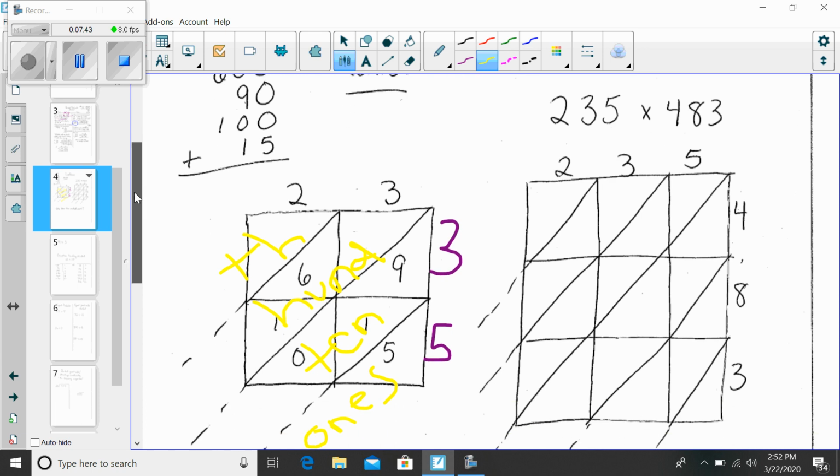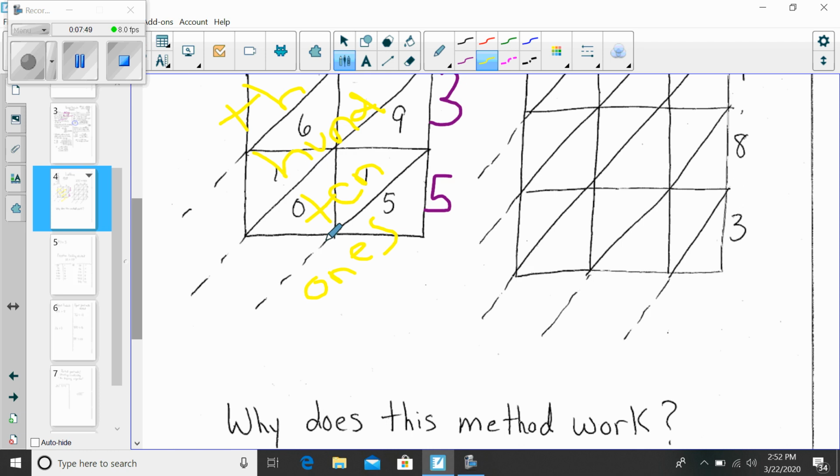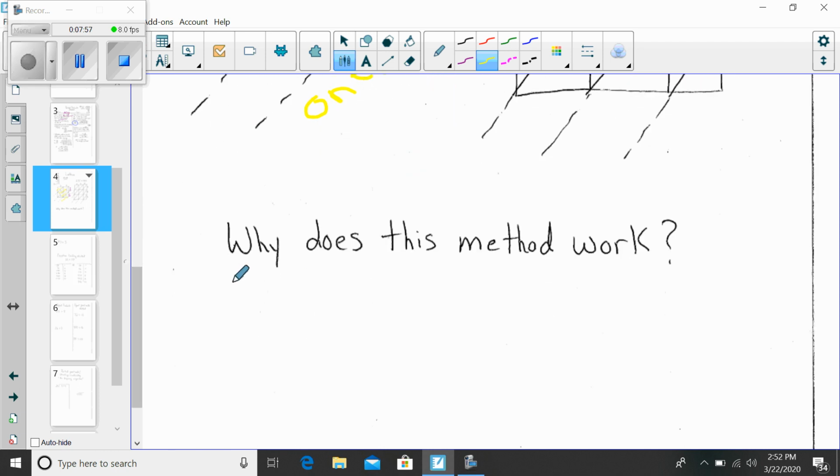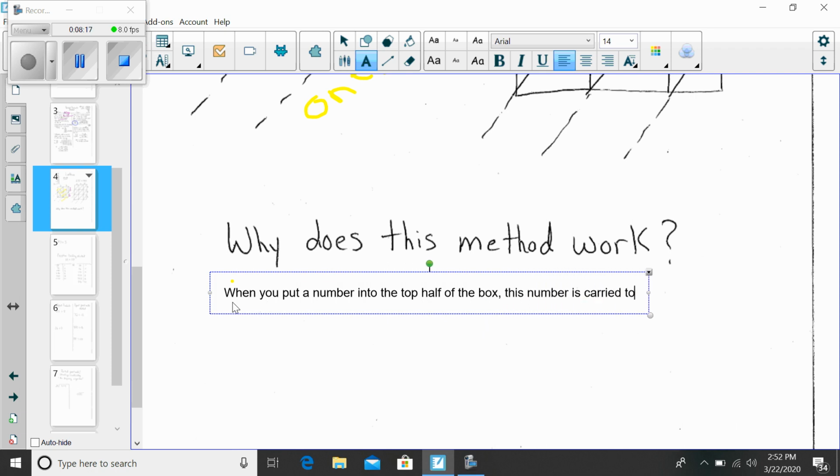What that means then, so there's two things you have to do to get full credit on a test. You have to label your diagram like this, right? Don't just say, a lot of people say each diagonal is a place value. Show me, all right? I want to see the picture. Then the other thing that you have to tell me, because what's happening here is that when you put a number into the top half of the box, this number is carried to the next place value.